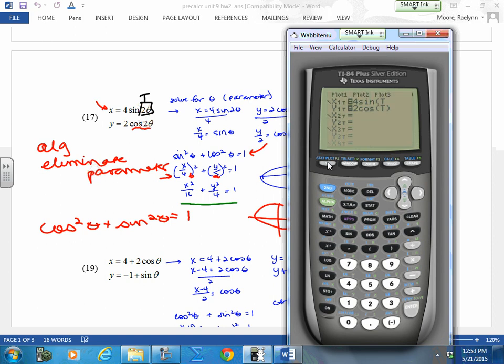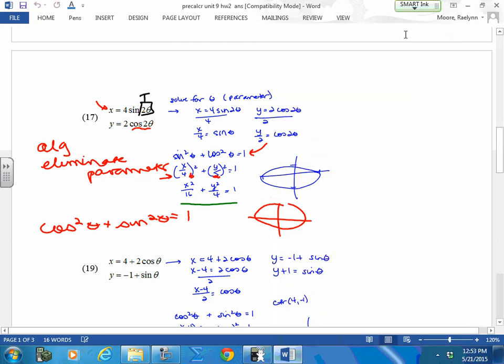The y equals? You use your parameter. Don't put a 2 there. You want to solve for t. You want that to be your parameter. Okay. So that works out for that one.